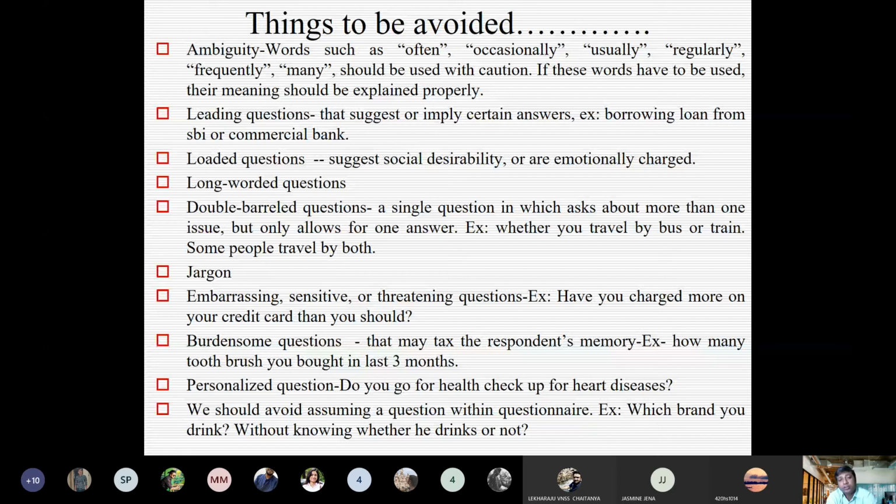But what I learned from there is that if I'm asking questions to higher level officials, some of the basic questions could have been removed from my questionnaire, and even if they were there, I could not have asked them. I could have gone straight into more depth instead of asking the basic things. Because the moment I asked the basic thing, he was a little bit annoyed with me. We should avoid assuming in a question. For example, asking which brand you drink, without knowing whether he drinks or not. Getting my point? So we should avoid assuming certain things within the questionnaire.